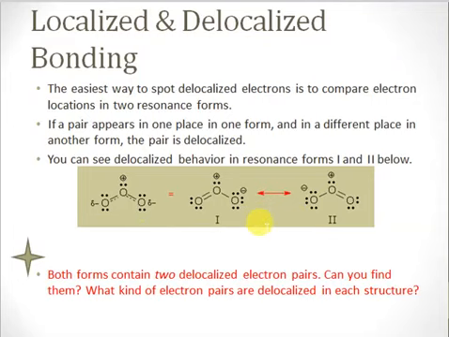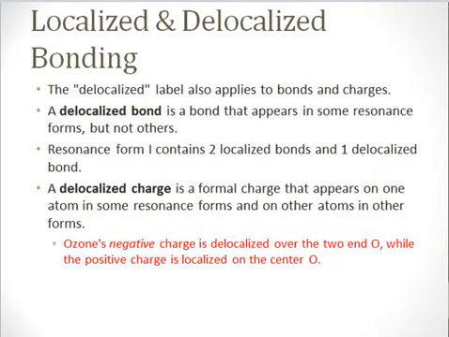So from the structures above, you are seeing the delocalized and localized electrons. So you have to find which type of electron pairs are delocalized in each structure, right? I've already told you the answer, but that's just to let you know how you can determine the structures, right? So again, continuing with the localized and delocalized bonding.